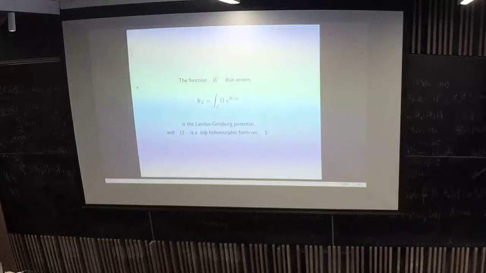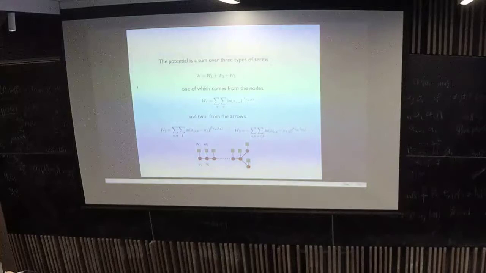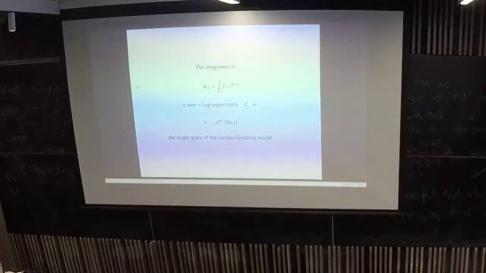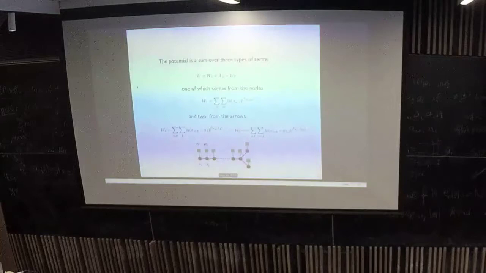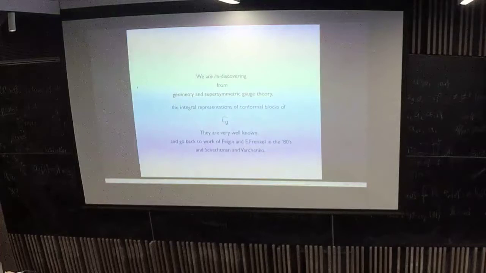The function W that enters these integral solutions in this form is the Landau-Ginzburg potential, while omega is the top holomorphic form of Y. So the potential, you can discover it one way or another, either from this prescription or it has a simple form that you can simply read off from the quiver. I don't have time to describe how it goes, but knowing just which quiver, you can write it down, both the potential and the target.